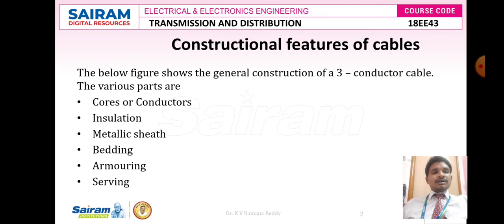The various parts of a three-core cable are: core or conductors, then insulation material, metallic sheath or lead sheath, then bedding, armoring and serving. So one conductor is provided with layers of insulation: impregnated paper or paper insulation, followed by metallic sheath, followed by bedding, followed by armoring, followed by serving.